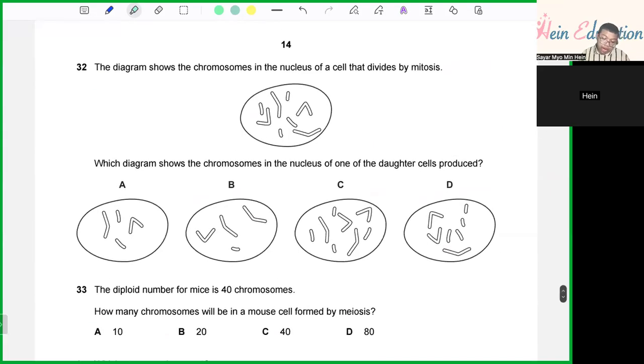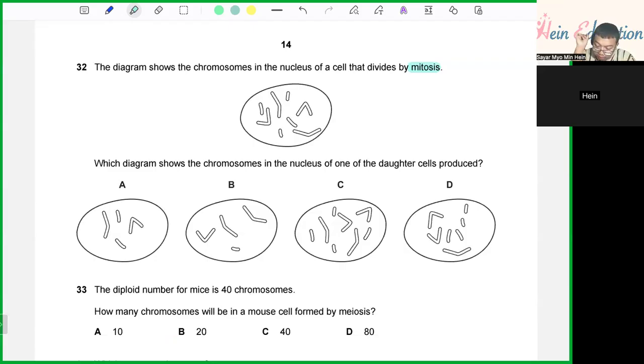Moving on to question 32. They show you a diagram showing the chromosomes in the nucleus of a cell that divides by mitosis, and which diagram shows the chromosomes in the nucleus of one of the daughter cells produced. So this is by mitosis. Mitosis means genetically identical, so you have to choose the diagram which has the same number.